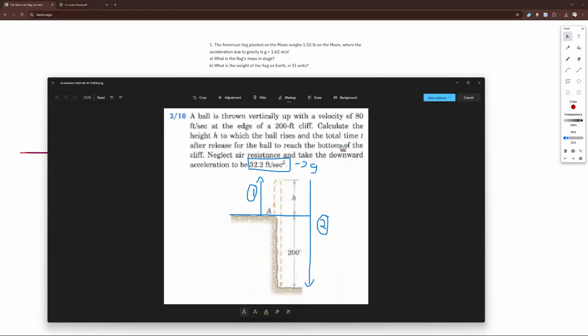When looking at the time it takes after release for the ball to reach the bottom of the cliff, you're looking for the time from A to here. We can call this position B. You're looking for the time it takes to make this movement.